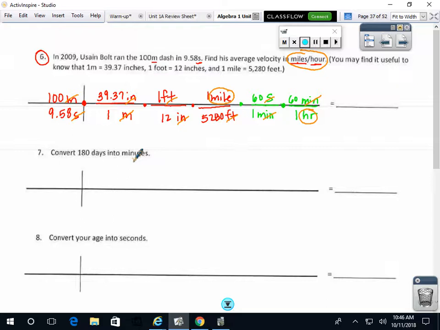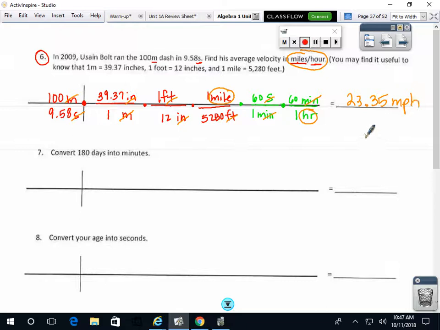100 times 39.37 times 1 times 1 times 60 times 60, and I get a big number, so I'm not going to write it up here. I'm just going to leave it on my screen. It's 14,173,200. Now I'm going to do 9.58 times 1 times 12 times 5,280 times 1 times 1, and I get 606,988.8. And then to finalize that, I just divide those two numbers. So 14,173,200 divided by 606,988.8, and that gave me 23.35, and that's miles per hour.